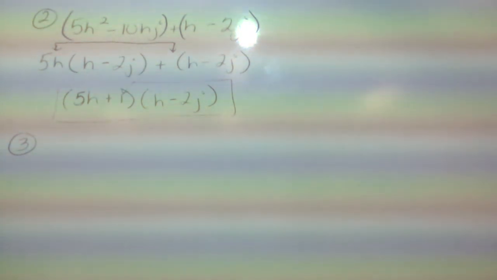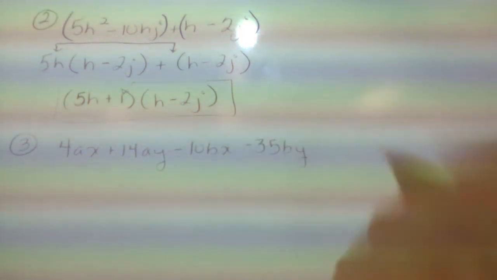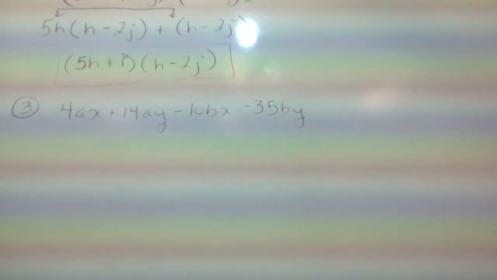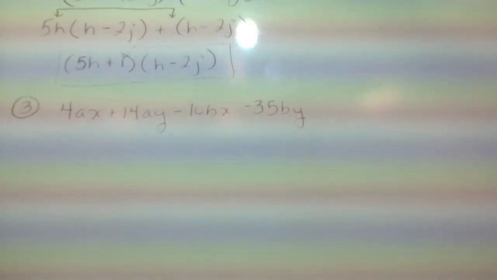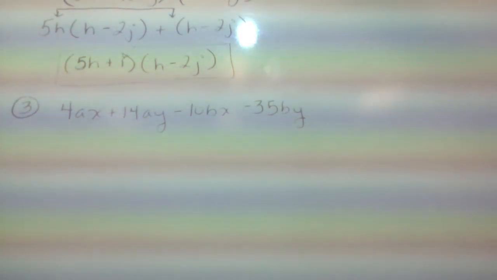Let's do 4ax plus 14ay minus 10bx minus 35by. Now, if you notice, let's go through the process here. If I take a look at all 4 terms, I do not have a GCF. So I'm going to group.